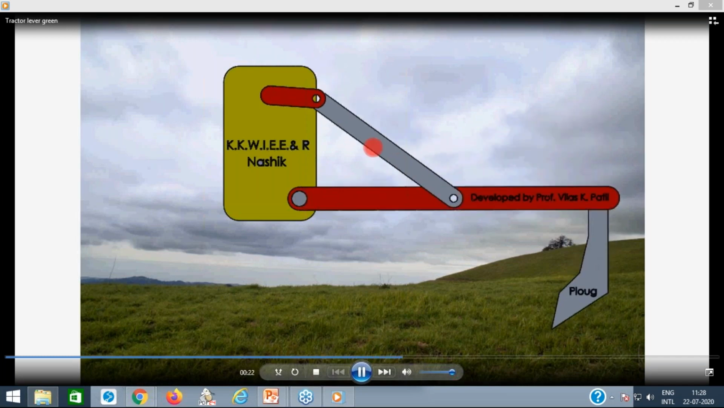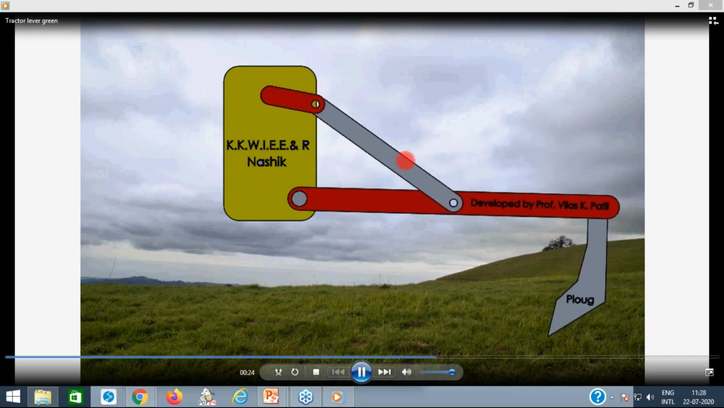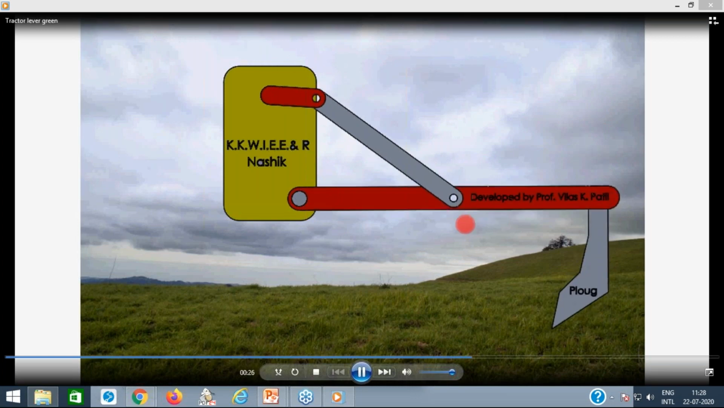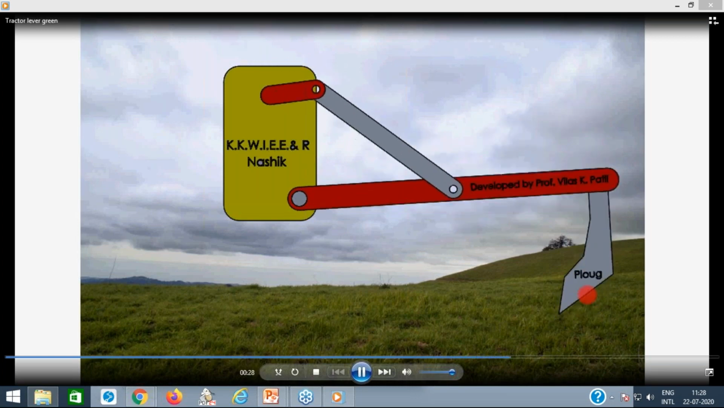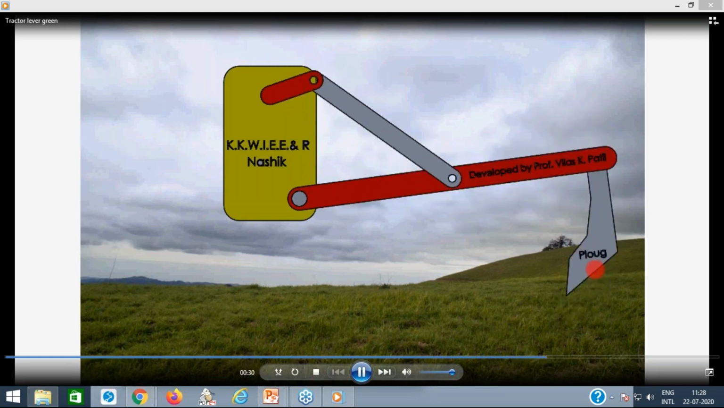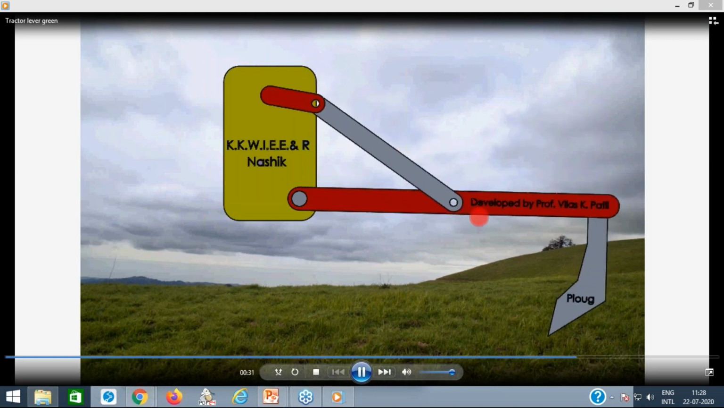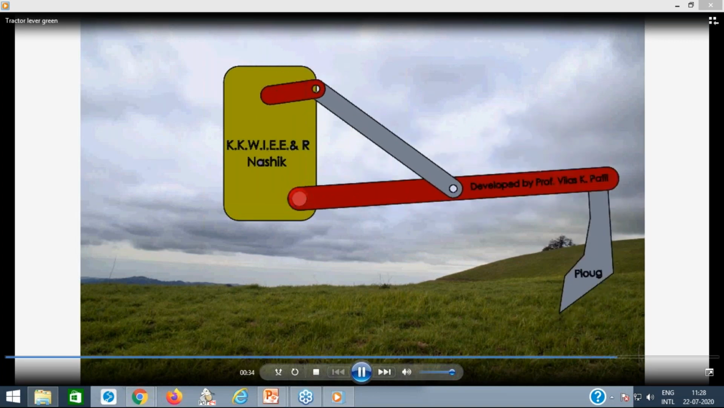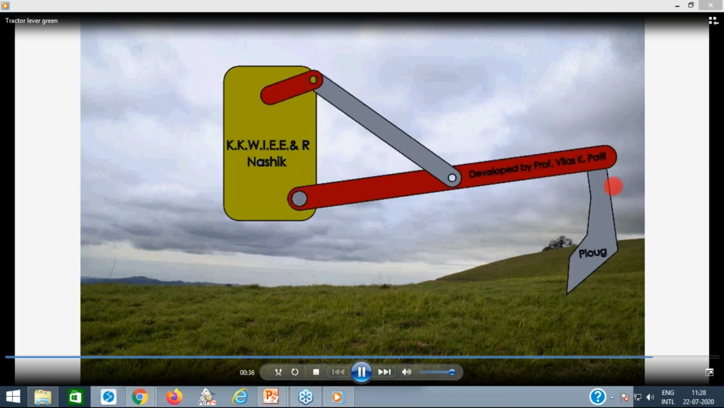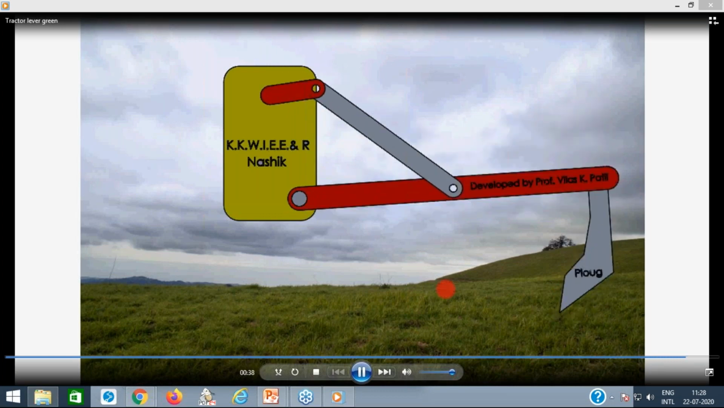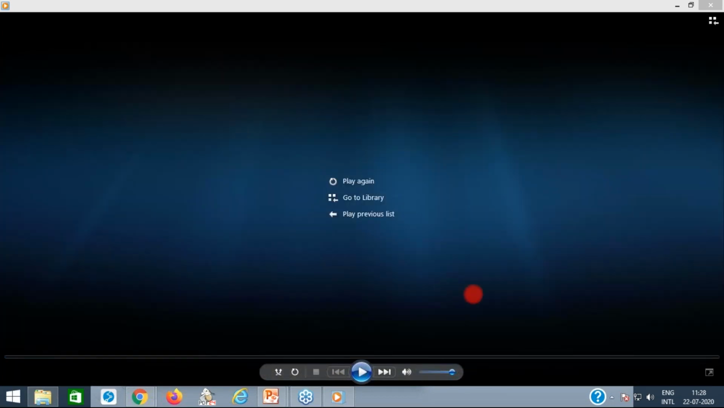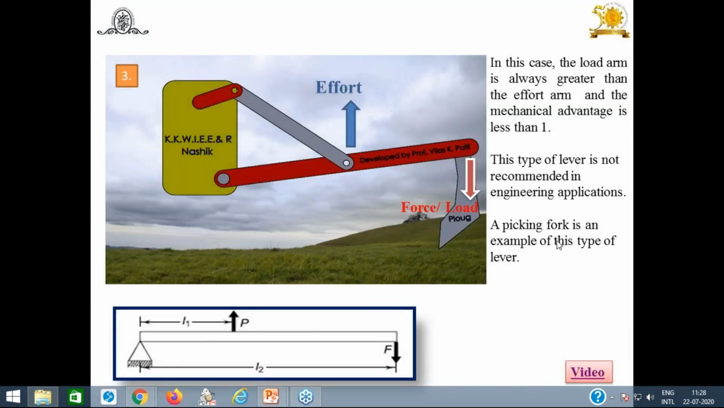That means the effort is in between. Look at the cursor. It's the effort you will get for the ploughing purpose. You will get the force. This is the force, this is the effort and this is the pivot. Right: pivot, effort and force. This is the third class or third type of lever. This is about the animation or videos prepared by us, by Professor V.K. Patil here. So I hope you understood the three classifications of the lever.